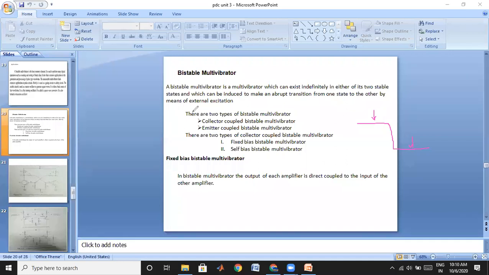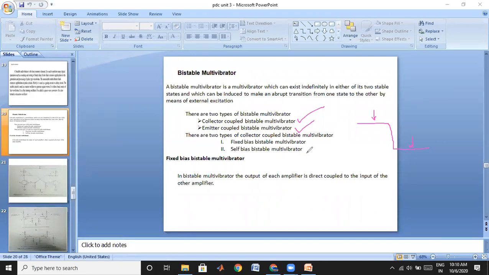There are two types of bistable multivibrators: the collector coupled bistable multivibrator and the emitter coupled bistable multivibrator. The emitter coupled bistable multivibrator, I think, was the Schmitt trigger. That was the last concept. The Schmitt trigger you are going to call an emitter coupled one. First we will discuss the collector coupled bistable multivibrator.